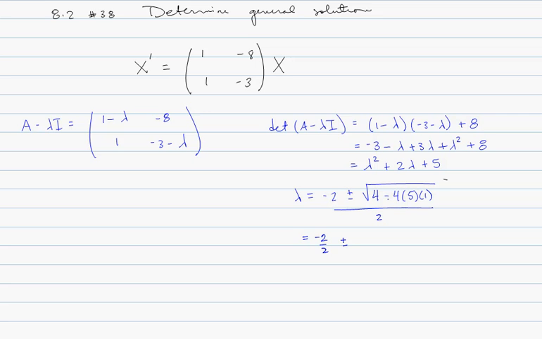Okay, so this gives me minus 2 over 2 plus or minus, here I have 4 minus 20, which is minus 16. So the square root of 16 i, or 4i, over 2. And I have minus 1 plus or minus 2i. So these are my two eigenvalues. So I will go ahead and let lambda 1 be minus 1 plus 2i.